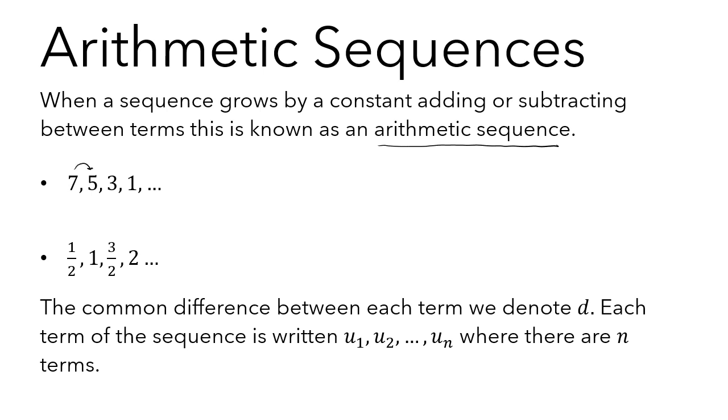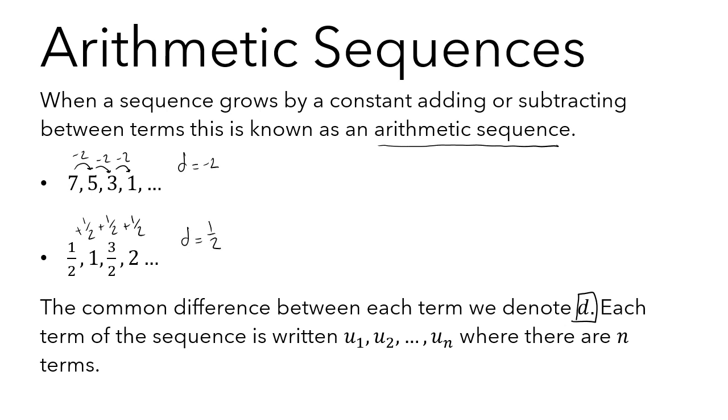In this first one, 7, 5, 3, 1, we're subtracting 2 each time. In this next one, 1/2, 1, 3/2, 2, we're adding a fraction, 1/2, each time. So we're adding or subtracting some constant between each of these terms. The common difference we denote with a d. So in this case, d would be -2 and d would be 1/2.